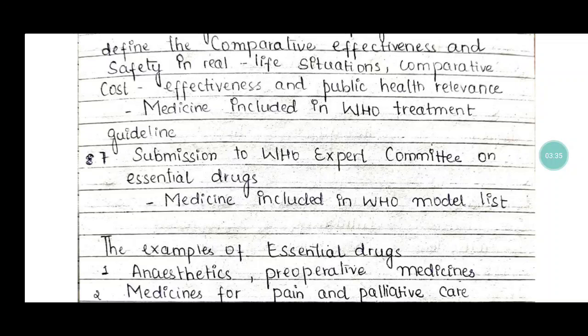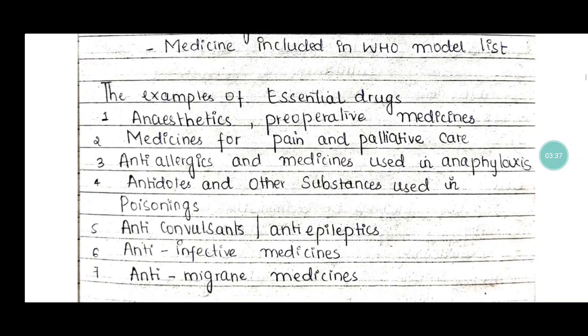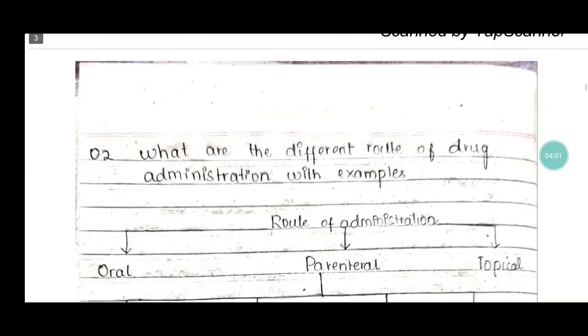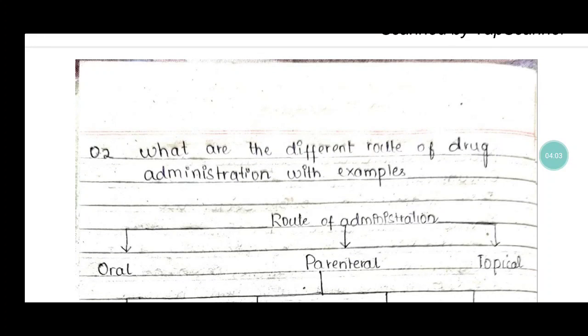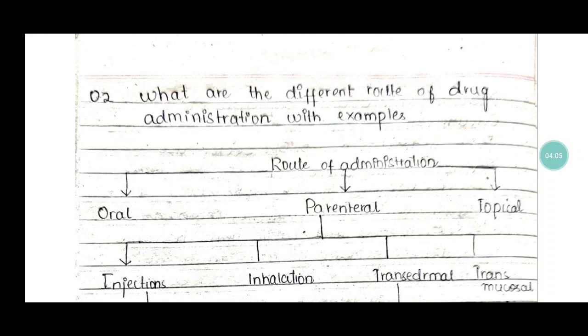And the examples of essential drugs are anesthetics, medicines for pain and palliative care, anti-allergics, analgesics, antidotes and other substances used in poisoning, anticonvulsants and anti-epileptics, anti-infective medicines and anti-migraine medicines. So question number 2, what are the different routes of drug administration with examples?